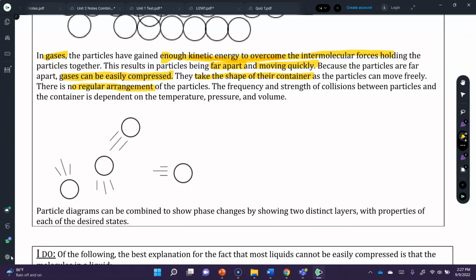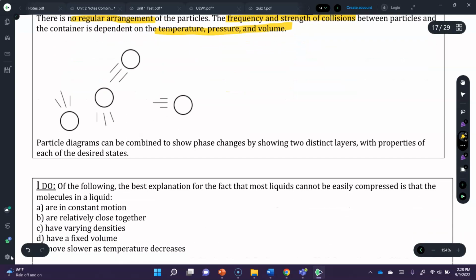The frequency and strength of collisions between particles is dependent upon temperature, pressure, and volume, which we will get into when we get into gas laws in another section or two. Particle diagrams can be combined to show phase changes by showing two distinct layers with properties of each desired state.